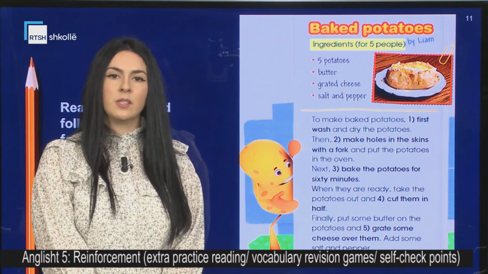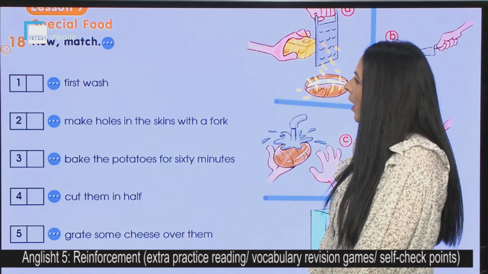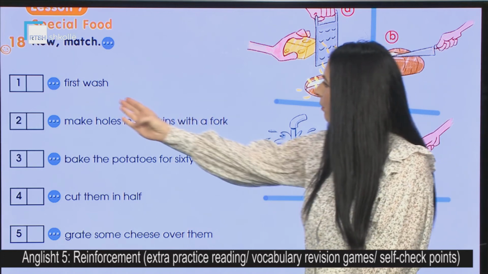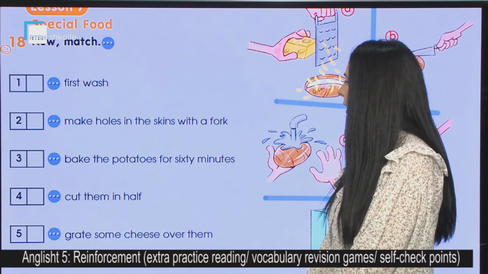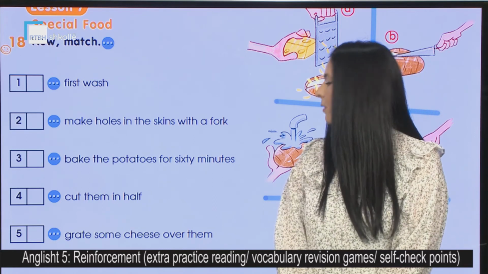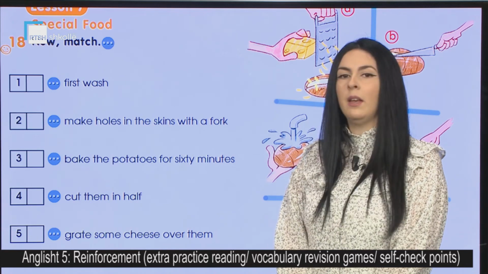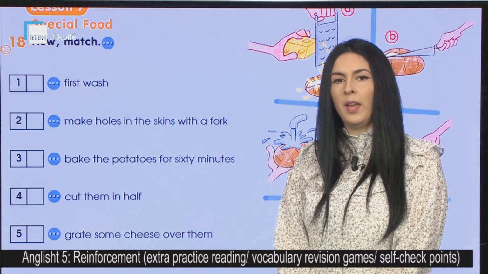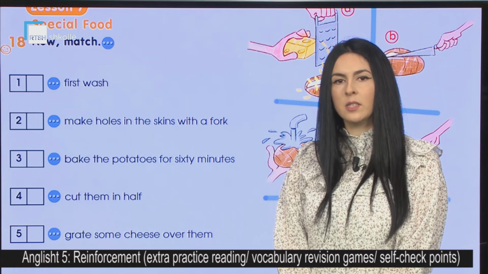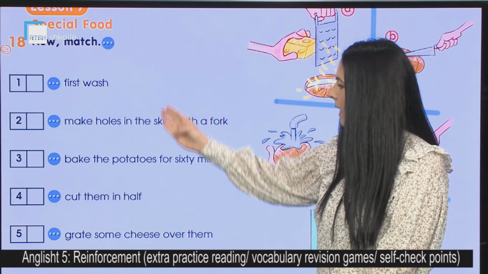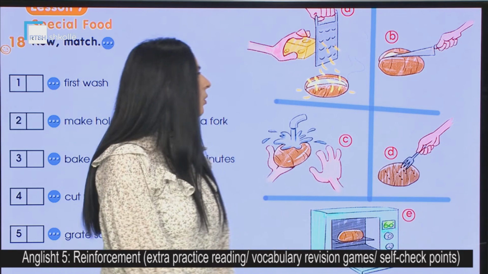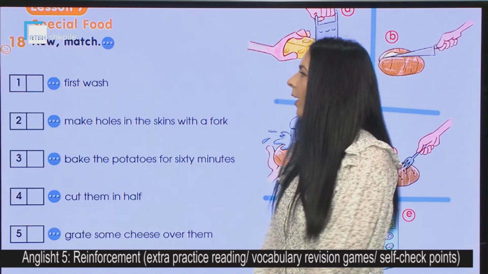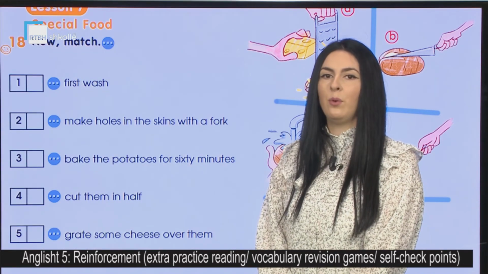Now we are going to do an exercise related with this text. We are going to match the 5 sentences with the correct pictures. We have first wash. Make holes in the skin with a fork. Bake the potatoes for 60 minutes. Cut them in half. Grate some cheese over them. So, you are going to take a few seconds in order to match the sentences with the correct pictures. As I said, I already read the sentences. Now you can watch for a minute the pictures and try to connect them correctly. Okay, time is up. Let's continue and see if you have guessed correctly.